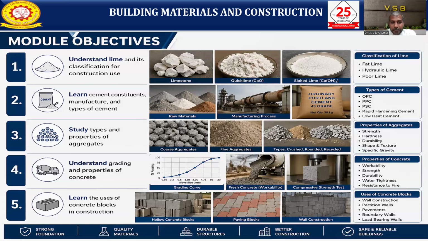Then students need to study the different properties of aggregate. The various properties are mainly strength, hardness, durability, shape and texture, and specific gravity. These are the properties of aggregate. Then students need to understand the different grading systems and the properties of concrete. As of now, we know the various properties of concrete: workability is one of the prime properties, along with strength, durability, water tightness and resistance to fire. These are the main properties of concrete.